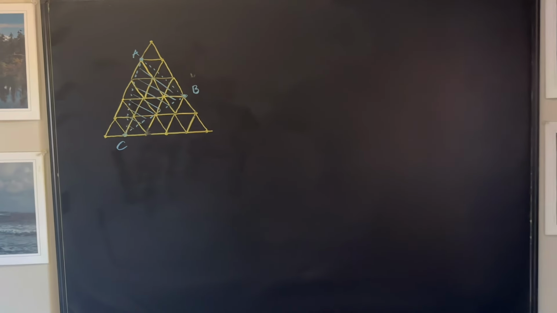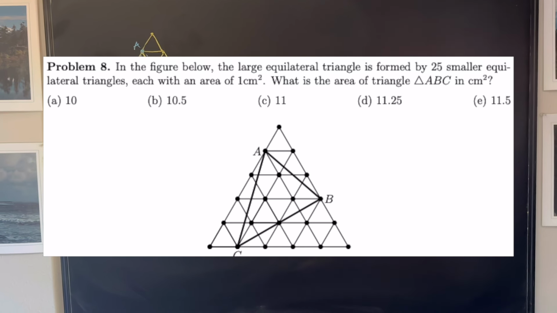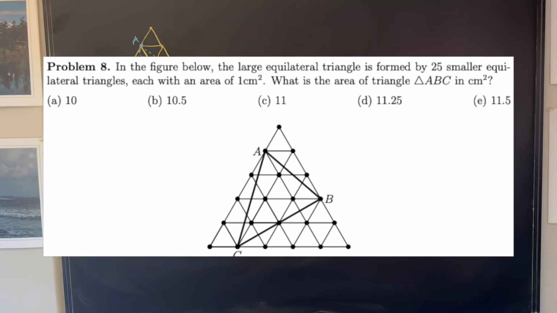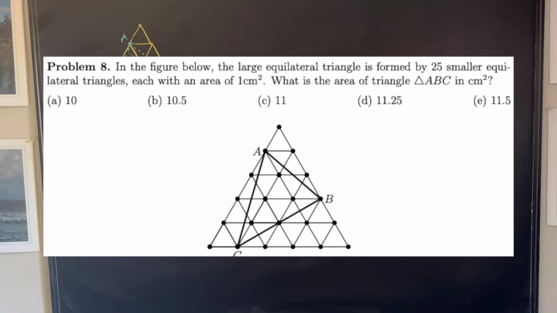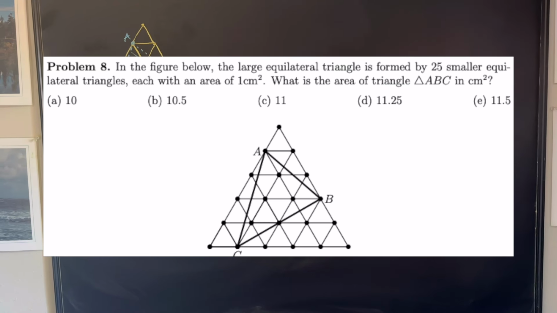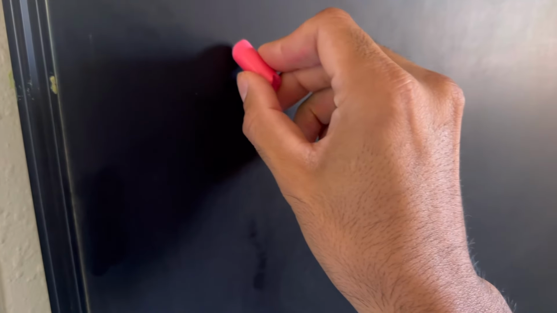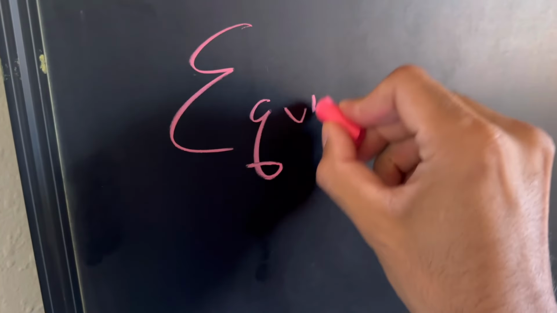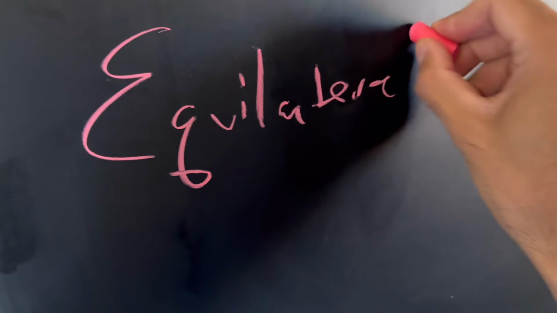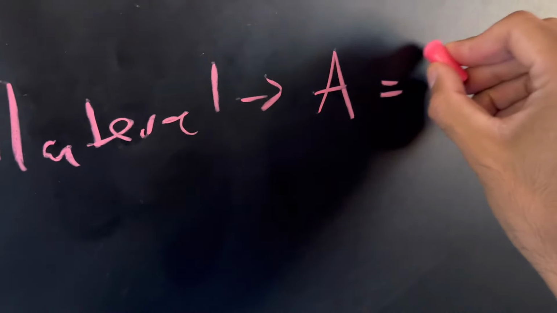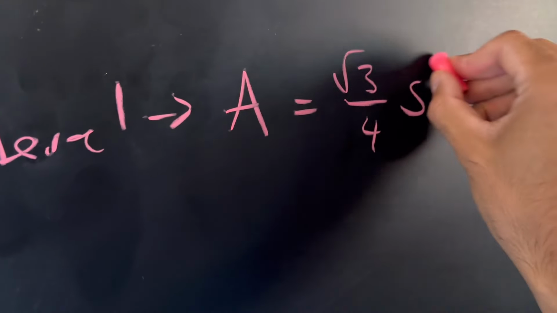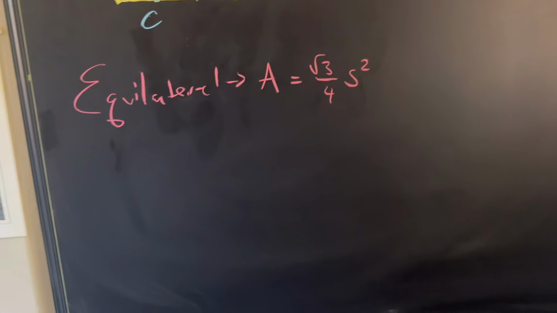I think I'm going to go ahead and put the problem up on the screen so you can guess what the solution is going to be, and then we're going to get started. Okay, cool. So one of the few things I'm gonna do is talk about equilateral triangles. If we have an equilateral triangle, then it has a specific area of √3/4 times side squared. Whatever that side is, that's what the area is gonna be.